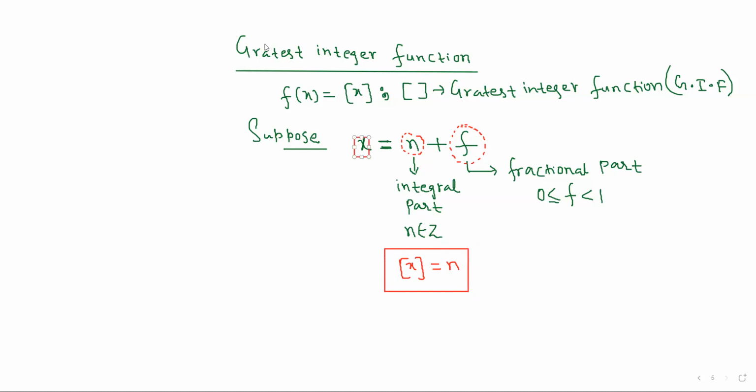Note it down. Suppose a number x is written as n, the integral part, plus f, the fractional part. Under this condition, the greatest integer function of x always gives only an integer, not a fractional value.